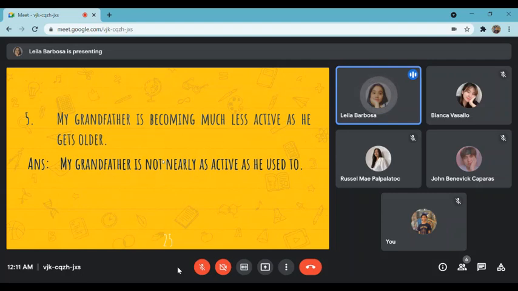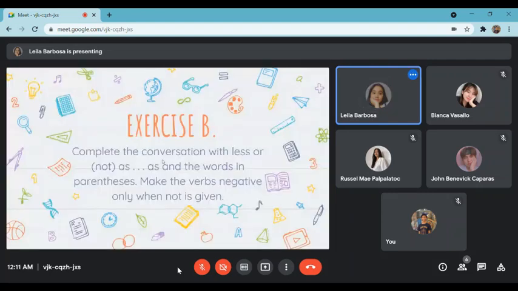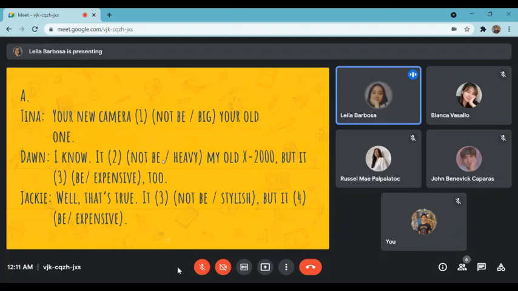So let's move on to our last activity for this lesson. Here we have a conversation, and what I would like you to do is complete the conversation with less or not as and the words in parentheses. Make the verbs negative only when not is given. So for our first conversation, may I ask Russell to be Tina, Bianca to be Don, and Benedict to be Jackie. Okay, you may begin.